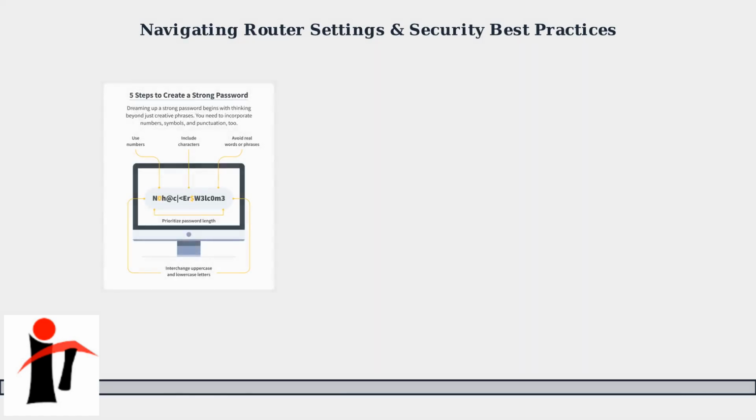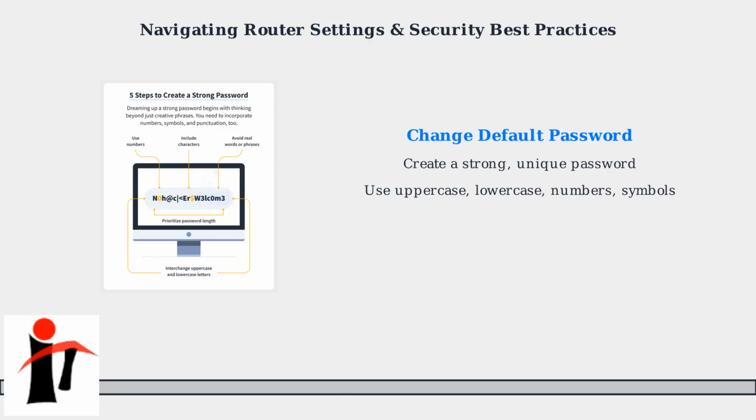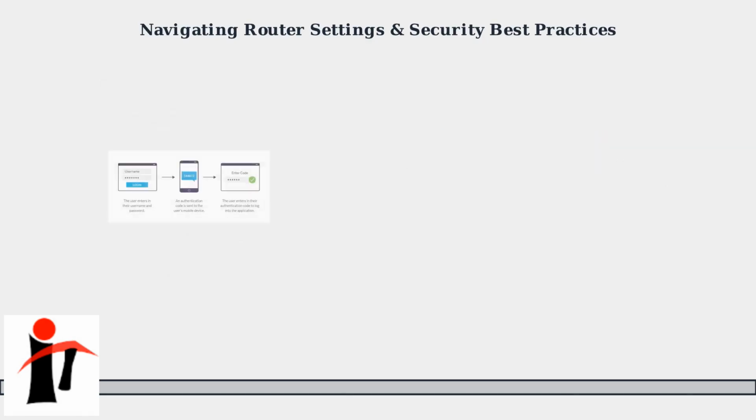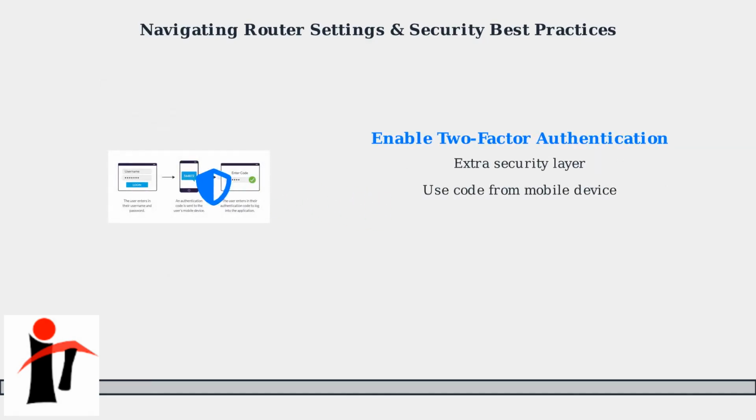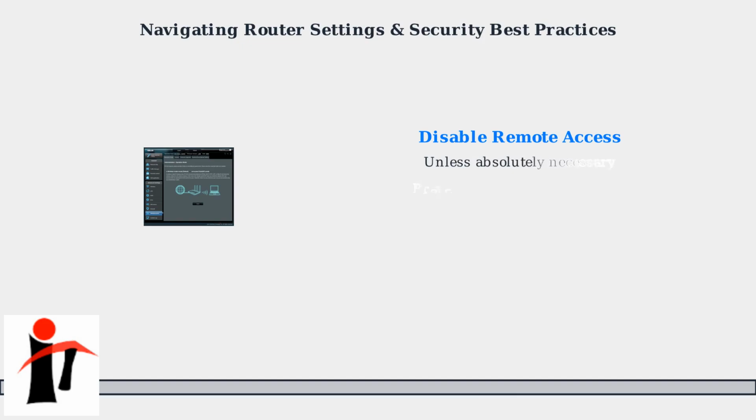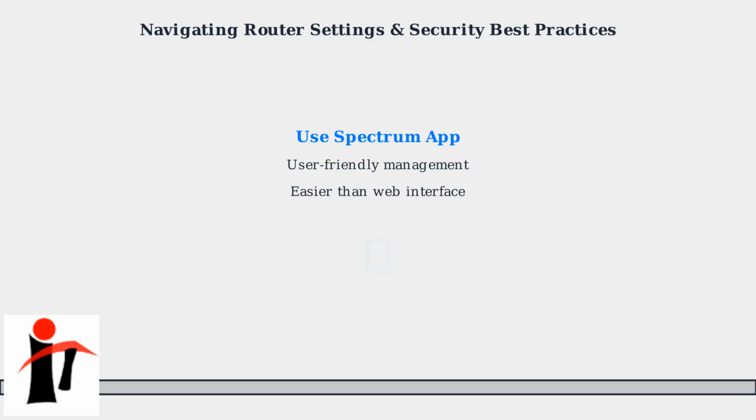Always change the default password to a strong, unique one. Consider enabling two-factor authentication if offered for an extra layer of security. Disable remote access to the router's admin panel unless absolutely necessary, as this can be a potential entry point for hackers. Using the Spectrum app for router management is increasingly common and often provides a more user-friendly experience than the traditional web interface.